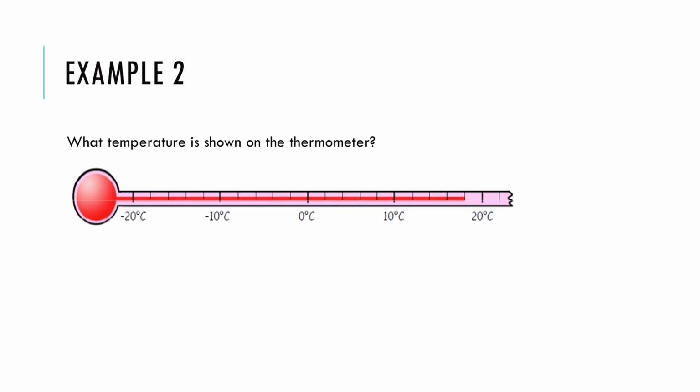In example 2, something has changed here. So between 0 and 10, there are 1, 2, 3, 4, 5 gaps. So 10 degrees has been split into 5 gaps, which tells me this time each segment represents 2 degrees. So this is 10 degrees here. This must be 12, 14, 16, 18 degrees Celsius.